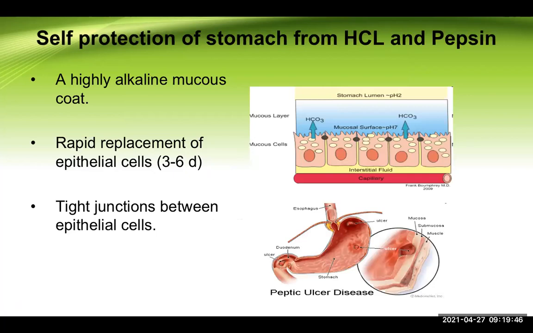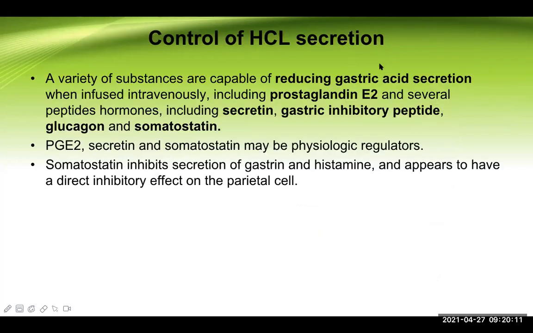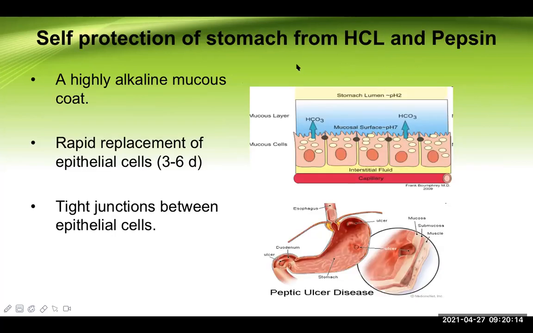Now, another important point you need to understand here is that hydrochloric acid and pepsin are very powerful substances. Hydrochloric acid is an acid; it burns the mucosa or the skin or any surface which comes in contact with it. And pepsin is a powerful enzyme. So what is protecting these tissues from destruction? A highly alkaline mucus coat is lining the stomach. This is one of the very, very important protective mechanisms.